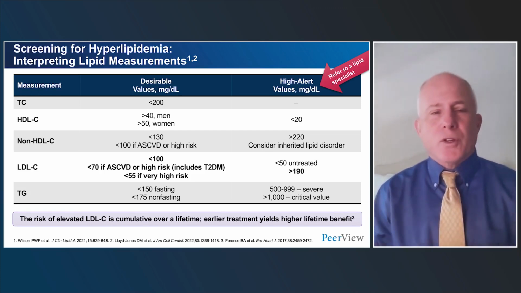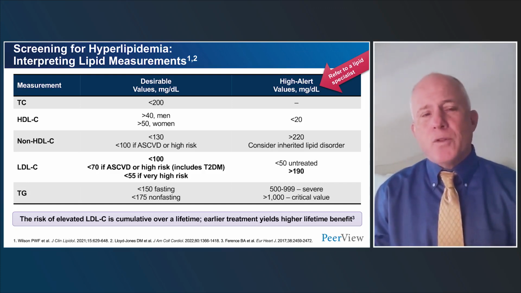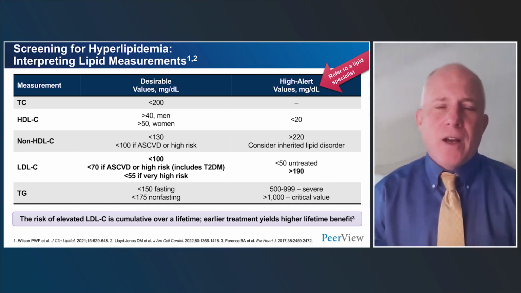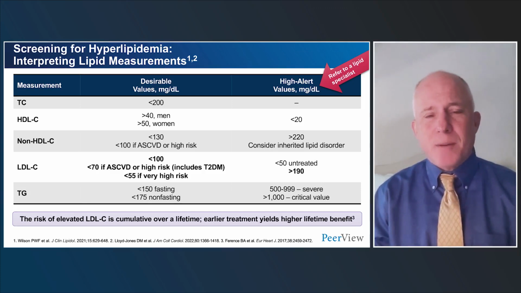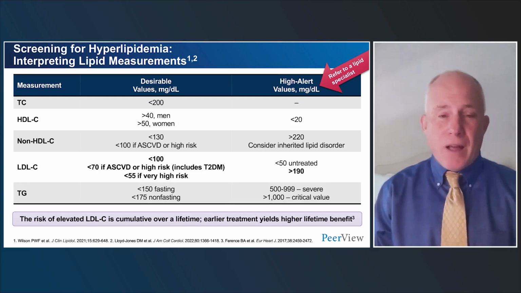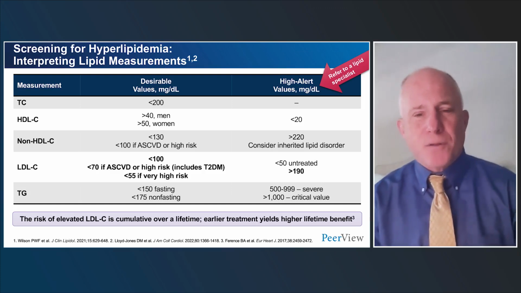So in general, we're shooting for the total cholesterol below 200. You can see that we have an HDL goal greater than 40 in men and greater than 50 in women, and that we used to use a non-HDL goal, but now we're really moving more to that LDL goal, again for the general population, trying to get it below 100. If someone has a little bit higher risk, including diabetes, we'll get it below 70. And if they're very high risk, we're really going to try to get that below 55.